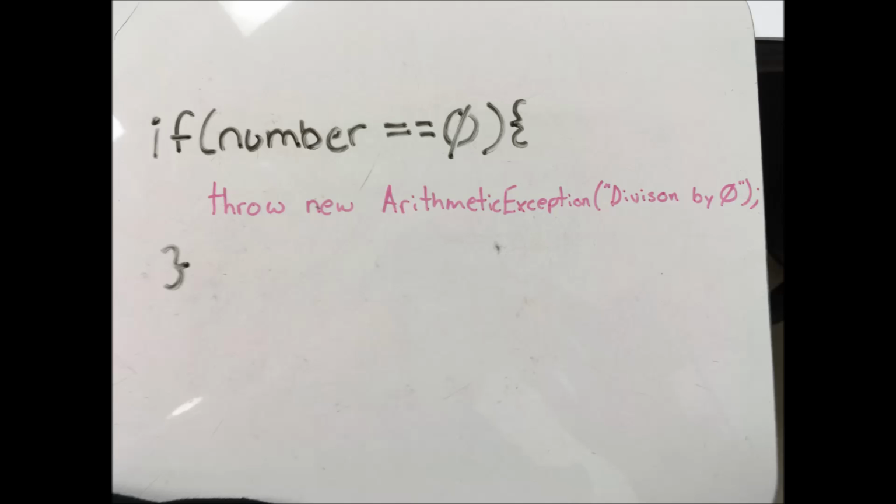For example, the following statement throws an arithmetic exception. The exception object is created with the new operator right in the throw statement. Exception classes in Java have a default constructor that takes no arguments and a constructor that takes a single string argument.